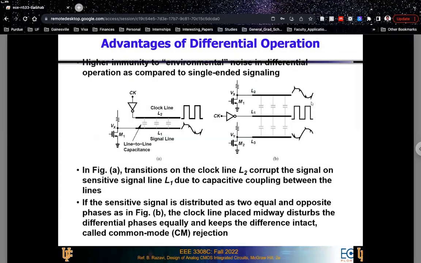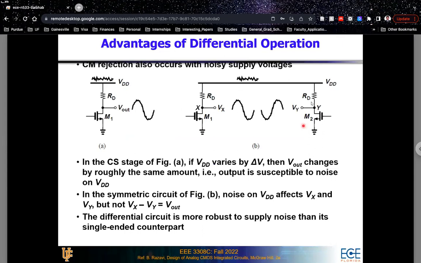We have also looked into the advantages of differential operation, that if there is a capacitive coupling between, let's say, a clock line or any other interference line or aggressor line with the output, we have seen that if we are using differential signaling, then the effect of the aggressor goes away. And that is the same for interference as well as noise.